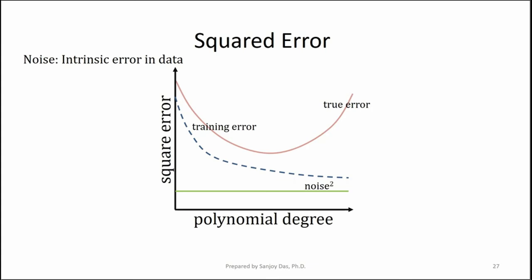What is noise? Noise is the intrinsic error in the data. And so it contributes equally to the training error and the test error, and it's not influenced by the polynomial degree. It's steady because it's intrinsic to the data, it has nothing to do with the degree of the polynomial.